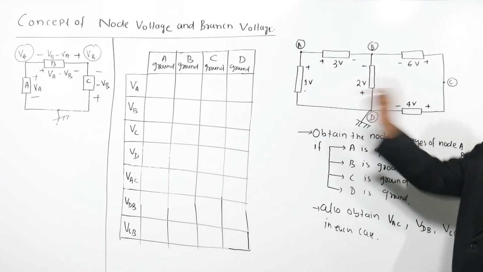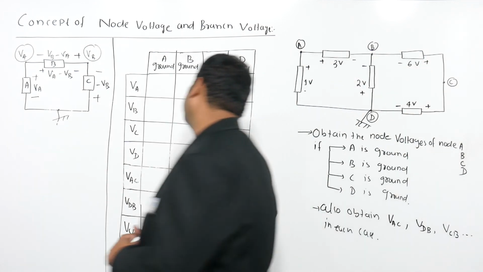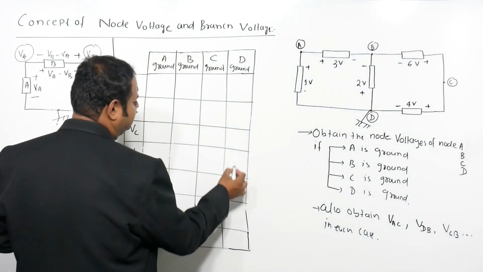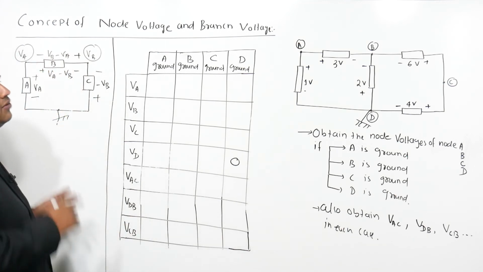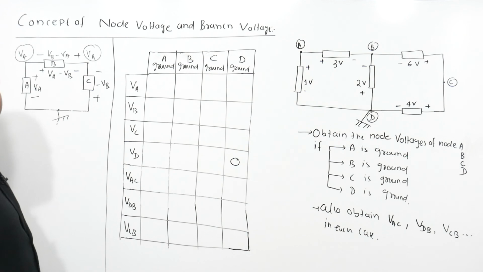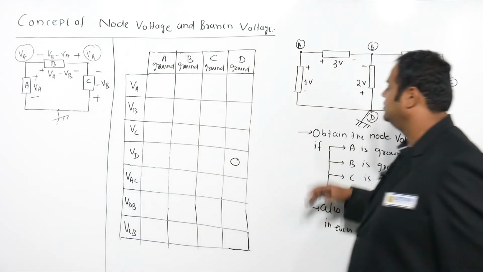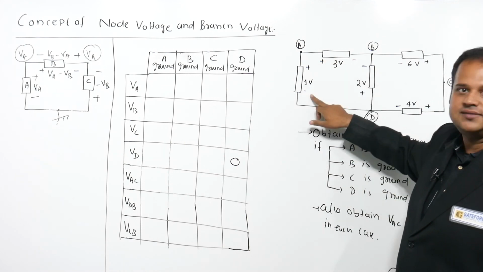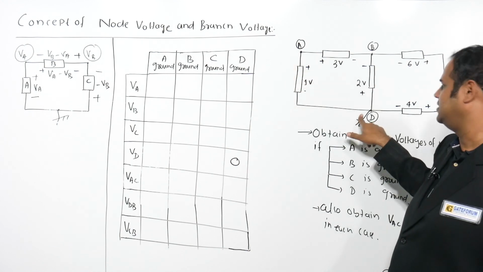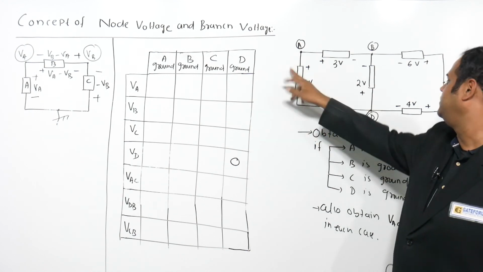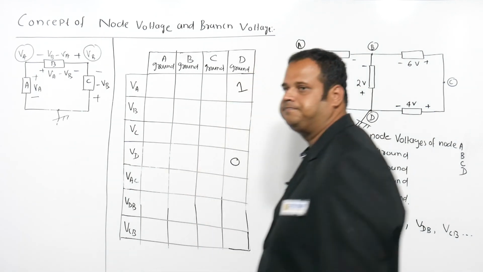So let's start with D is ground. I have highlighted this. What is the meaning of D is ground? The meaning is the potential of node D is 0 volts. So this is 0. With respect to this, I want to calculate what is VA, what is VB, what is VC, right? Now see. If I want to calculate VA, how do you calculate? This is plus, this is minus, right? So what minus what is 1? VA minus this one, that is 0, is 1. So VA minus 0 is 1. So obviously VA equals 1 volt.